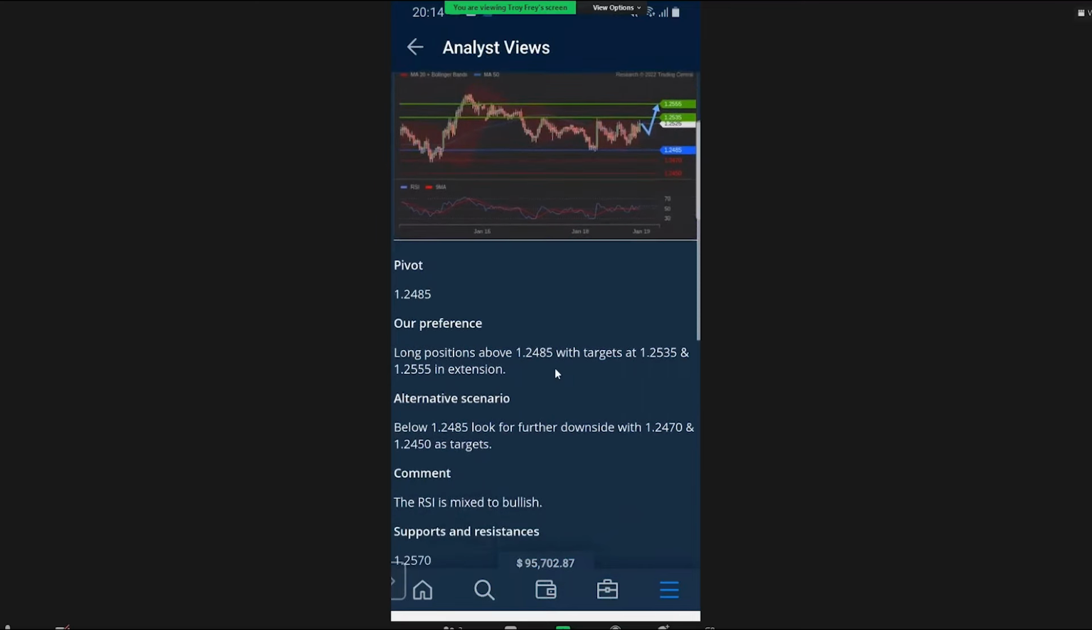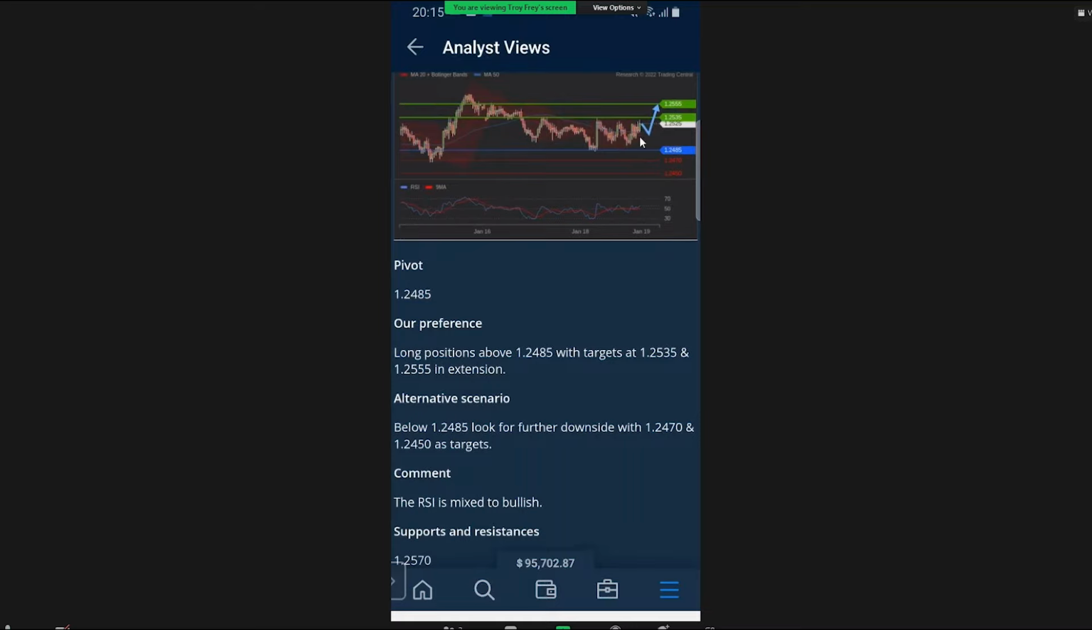So as long as the price is still above 124.85, this signal is telling you that it's a buy. You see here's 124.85, this blue line. It's a support level. You see the price here hit it and went up. This is the support level.